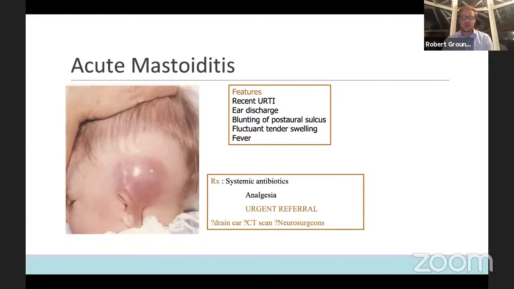Certainly, if we're thinking about operating and the patient is stable, we'd be thinking about a CT scan, because that'll tell us where we need to involve the neurosurgeons. But obviously, if they're so unwell that we don't even have time to go through a CT scanner, then sometimes we'll even skip that and operate straight away.